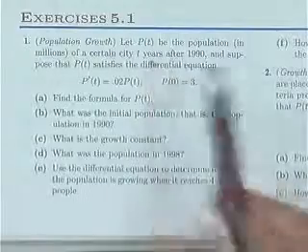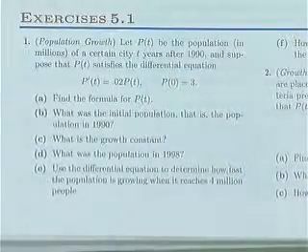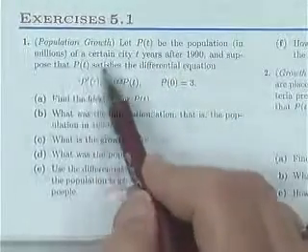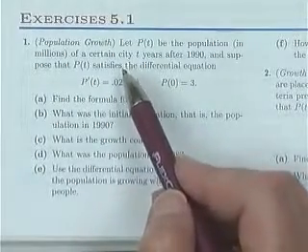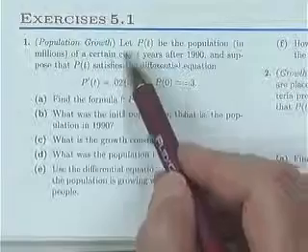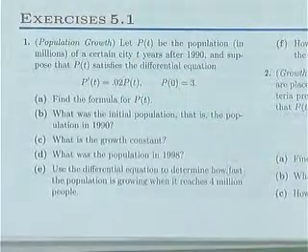People per year. P of t is the population in a certain city, so we assume that's people per year. We saw that was a growth kind of problem.